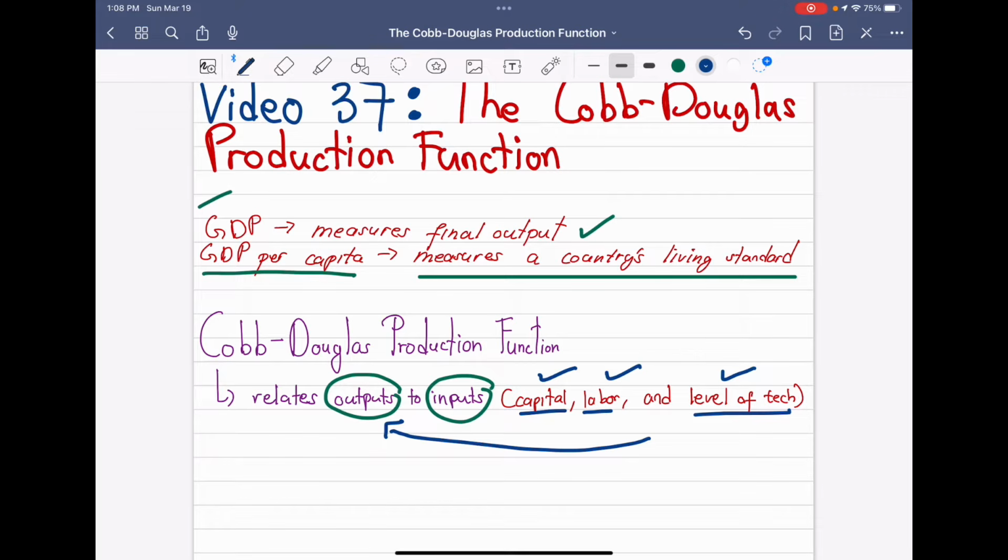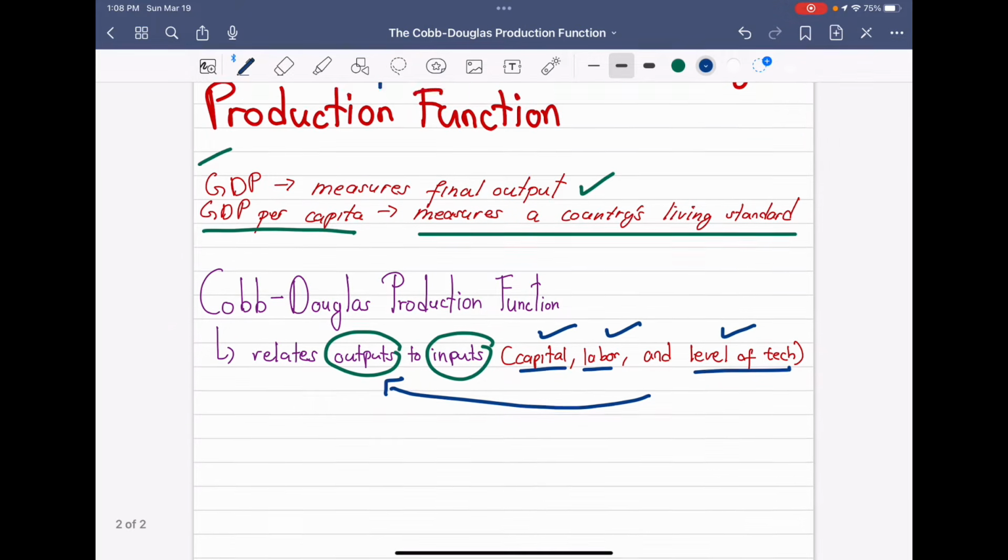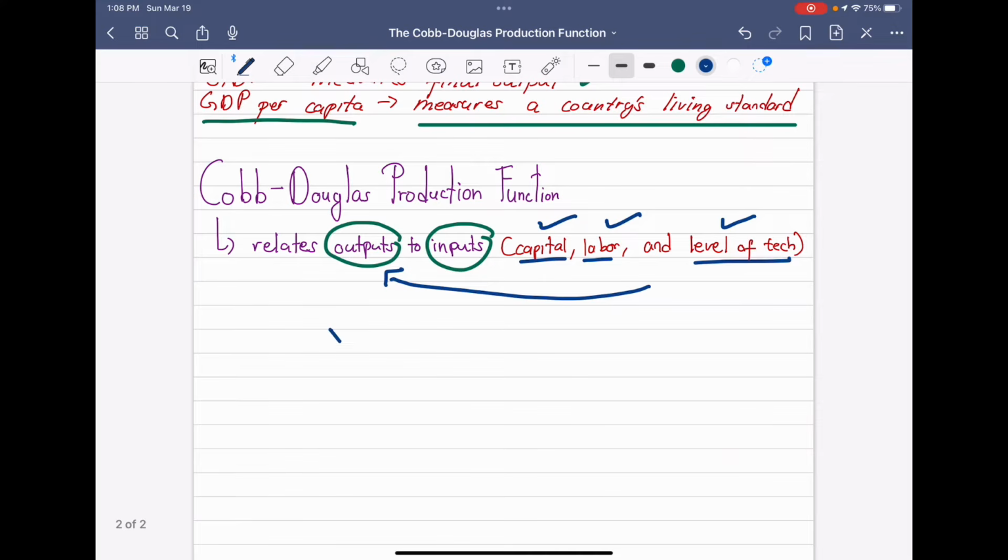So the formula we use for the Cobb-Douglas production function is below here. So we have Y_t, I'm going to explain what each variable means, equals A_t multiplied by K_t to the power of beta multiplied by L_t to the power of 1 minus beta. So now let's dissect this.